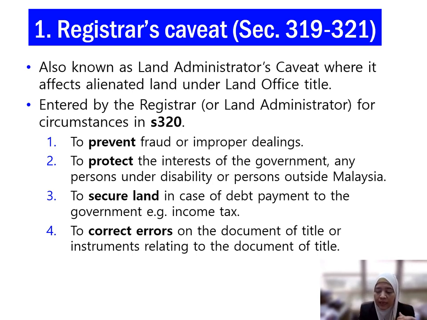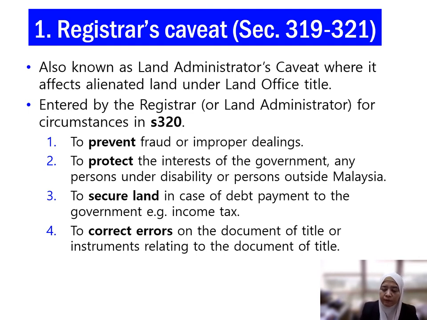That was an improvement in the registrar's caveat, whereby it can block any presentation of instrument of dealing that was presented before the registrar's caveat was entered. Because it wants to block the registration, even though presentation was done earlier than the entry of the caveat, to prevent registration. Okay, presentation is one thing. Presentation means you go to the land office and then you present your form. Registration is another thing. Registration is when it will complete the transfer, complete the charge, right? So registrar caveat has the effect that it can block any registration retrospectively, to correct errors on the document of title or instruments relating to the document of title.